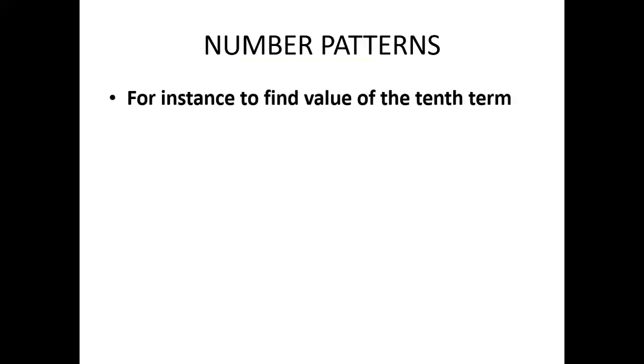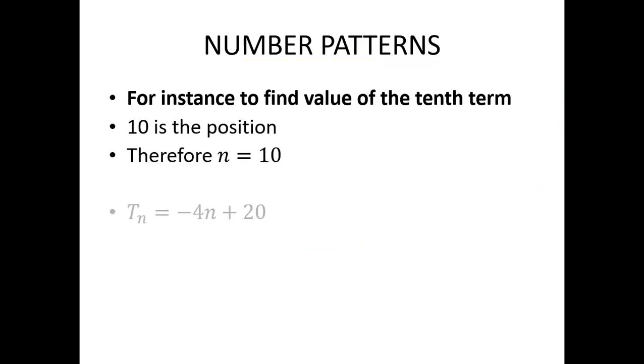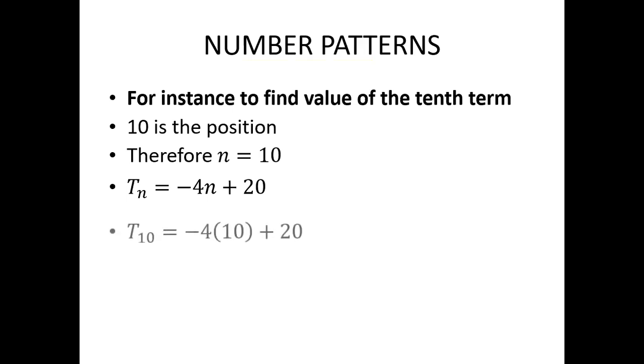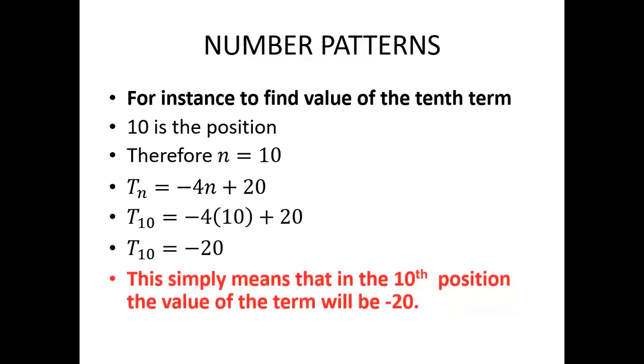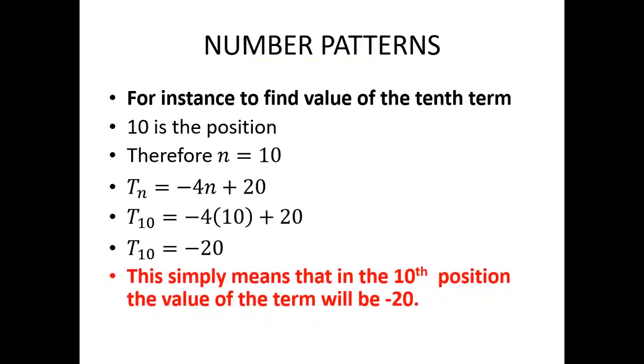The next one wanted us to calculate the 10th term. Here they're telling us that n will be equal to 10. So wherever there is n, you will go back to the general term which we just found, and where there is n, you will substitute 10, and this will give you negative 20. This simply means that in the 10th position, the value of the term will be negative 20.